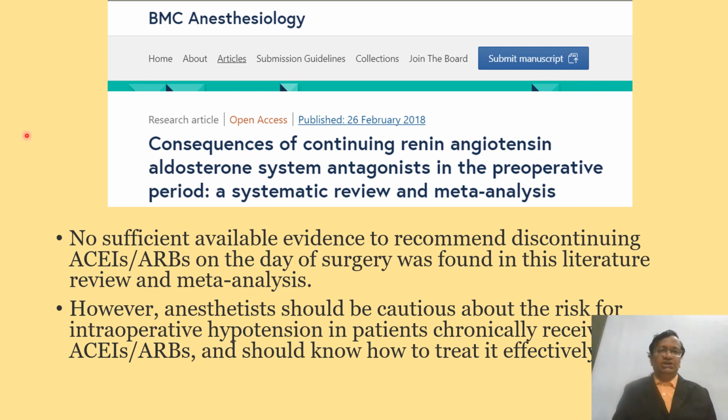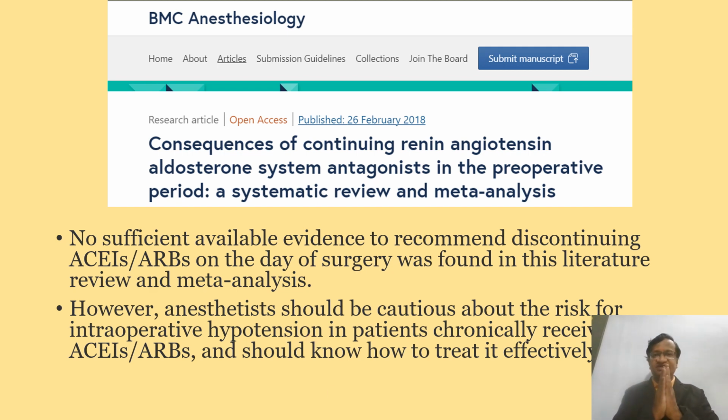Now, there are a lot of things about this hypertensive patient. This patient is continually taking telmisartan or olmesartan. Can we continue this? This is the biggest headache in the anesthesia world. There are a lot of differences of opinion between consultants of the same institute. So there are a lot of articles. Some recommend discontinuing, and they found this in the literature. However, anesthetists should be cautious about the risk of intraoperative hypotension.